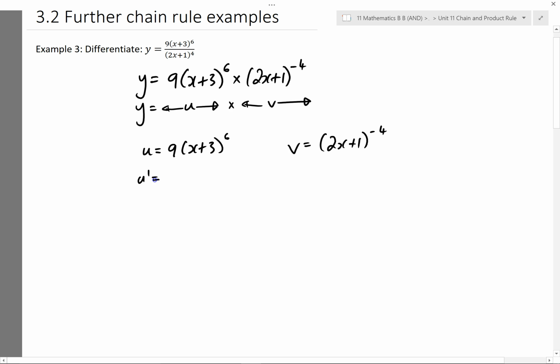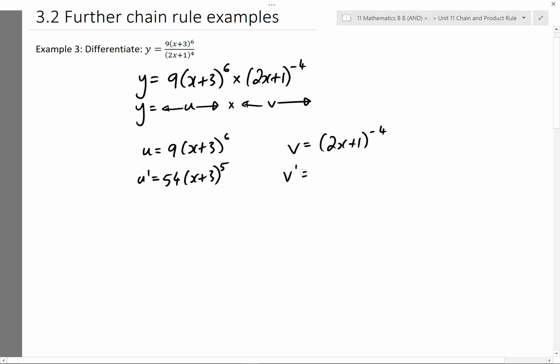So I need to differentiate u. 9 times 6 is 54. Reduce this power by 1 and multiply by the derivative of what's inside, which is just 1. So I'm a big boy now. I'm not going to write that in. No, I'm not going to write it in. As long as you don't mess it up, it's fine.